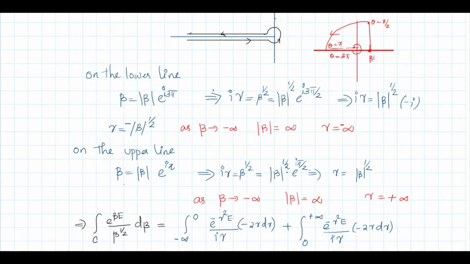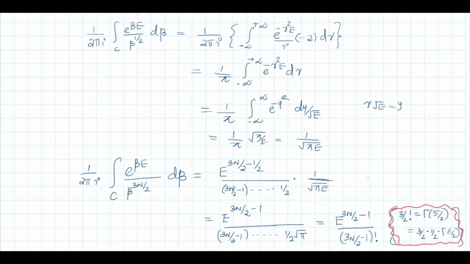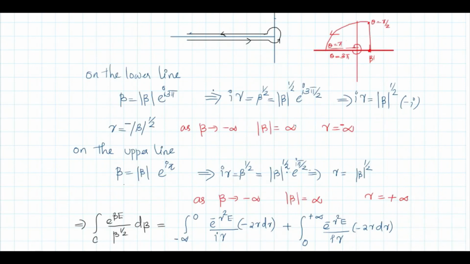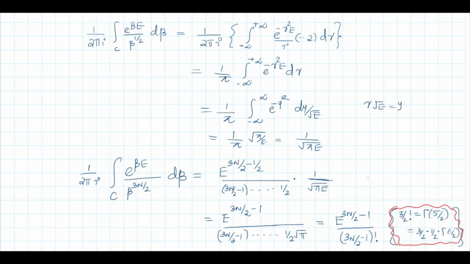Plus on the upper line, 0 to infinity e raised to minus gamma square e by i gamma minus 2 gamma d gamma. Again, we can prove that the contribution from this circle, which encloses just the origin, will be 0. So 1 by 2 pi i integral c e raised to beta e beta raised to half d beta e is 1 by 2 pi i integral minus infinity to plus infinity. This is minus infinity to 0, then 0 to infinity. So we can add these two. Integrands are same. So minus infinity to plus infinity e raised to minus gamma square e by i minus 2 d gamma.